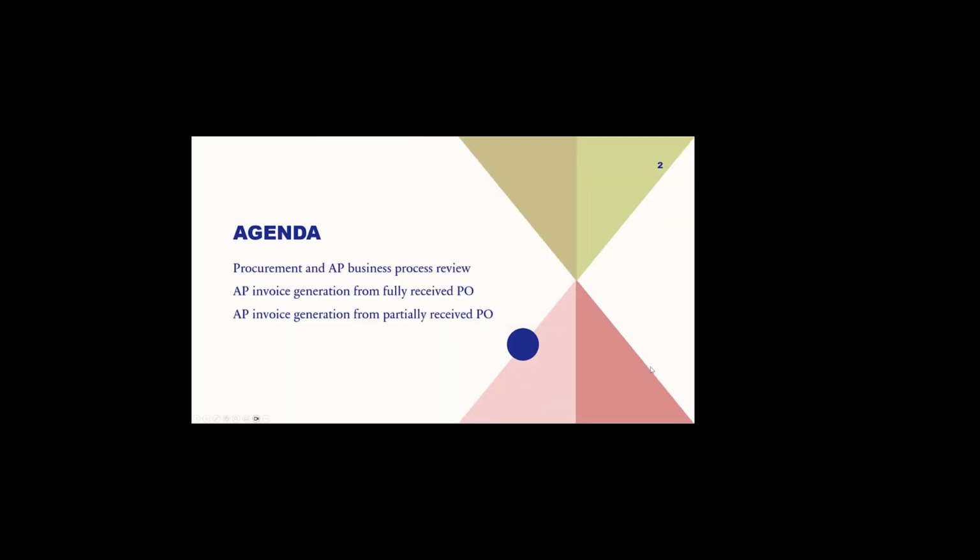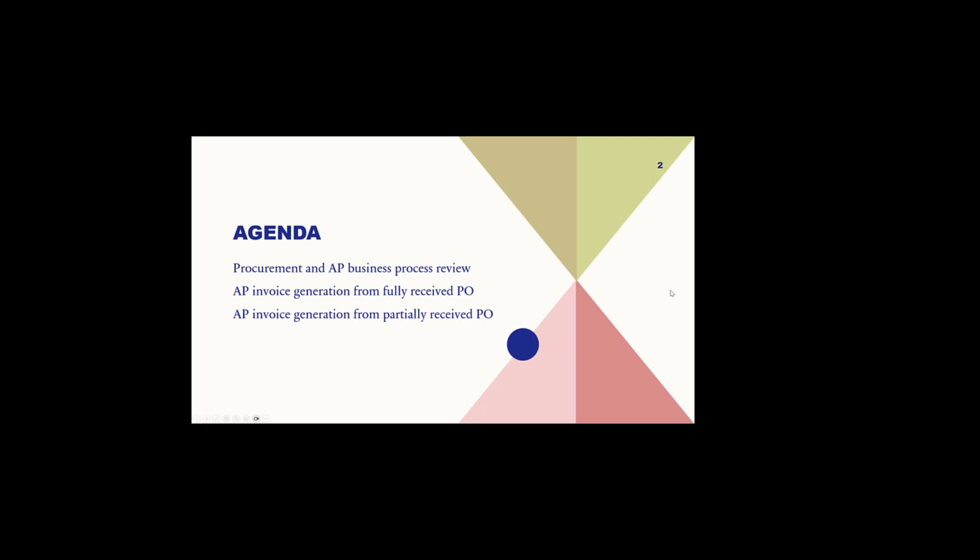So let's go through the agenda for this session. First point, we want to see a high-level business process review on the P2P, procurement. And then from there, we can see why the AP team is going to ask this question. And then once we understand the why, we can further analyze how we can achieve that from Dynamics F&O standard functionalities. So generate AP invoices from a fully received PO. That's the first scenario. And then the second scenario is how to generate that invoice from a partially received PO.